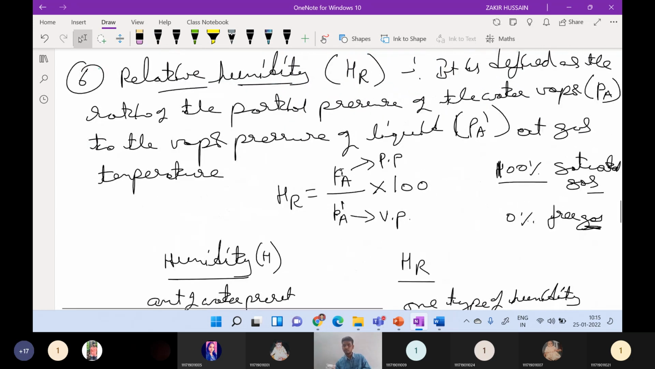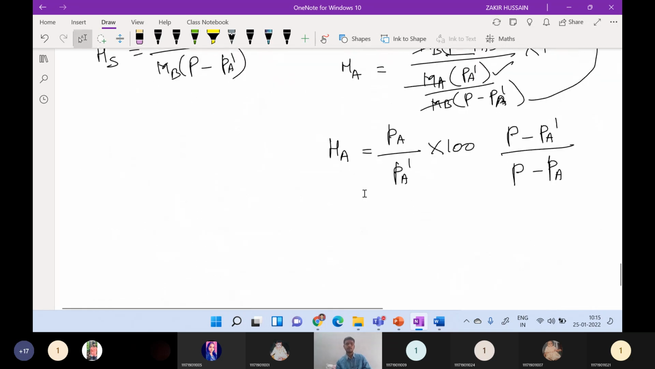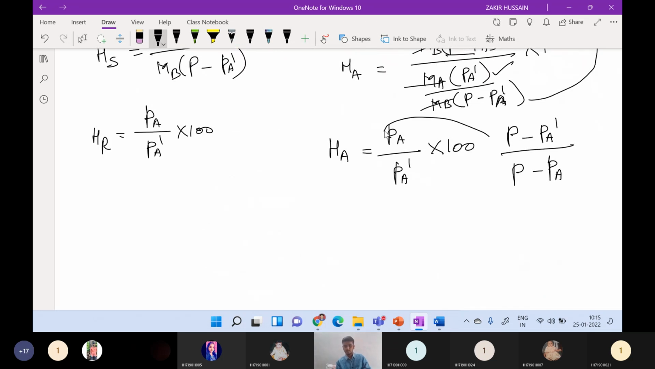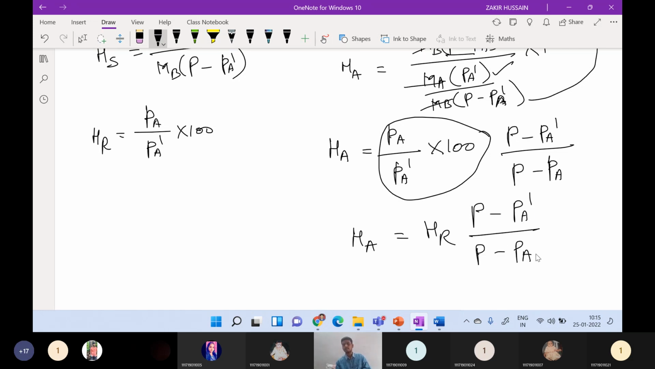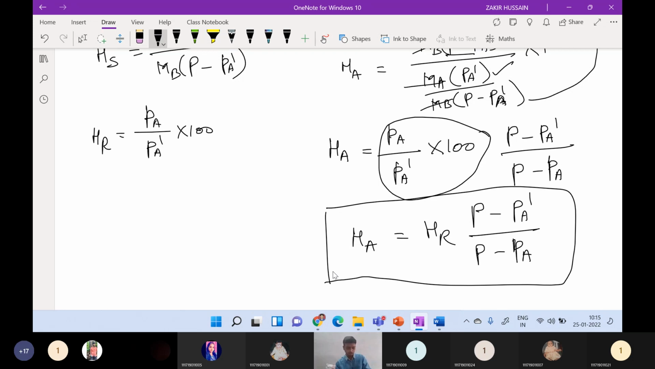That is, HR is equal to partial pressure divided by vapor pressure into 100. So we will call this HR. HA is equal to HR into total pressure minus vapor pressure divided by total pressure minus partial pressure. That is called your percentage humidity.